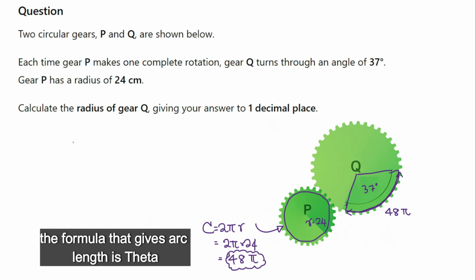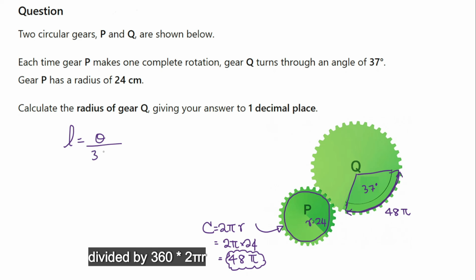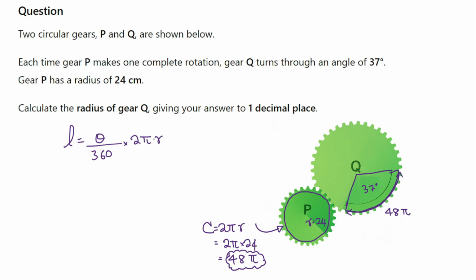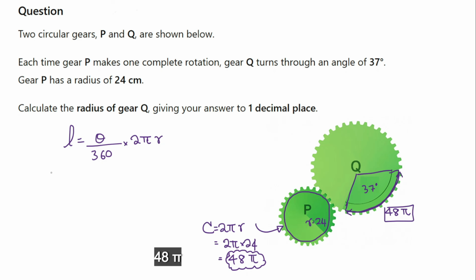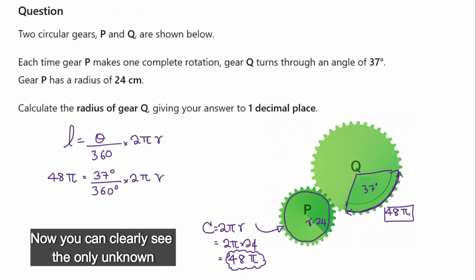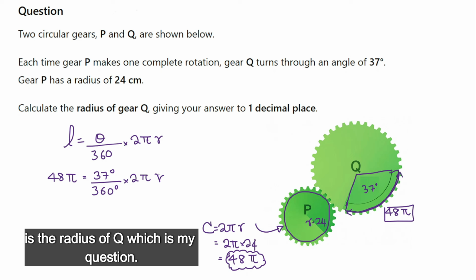Now we know the formula that gives arc length is theta divided by 360 multiplied by 2 pi r. Now, we know the arc length is 48 pi. So, let's plug this here. 48 pi. Theta is 37 degrees divided by 360 degrees times 2 pi r. Now, you can clearly see the only unknown is the radius of Q, which is my question.